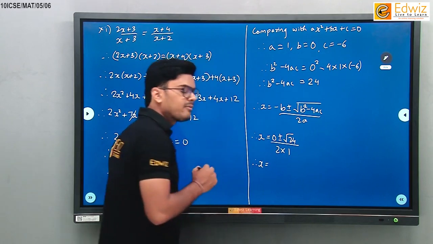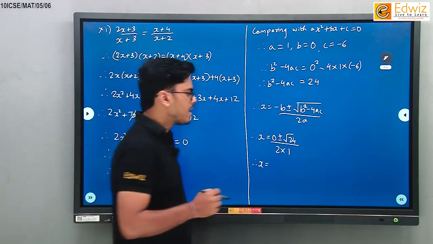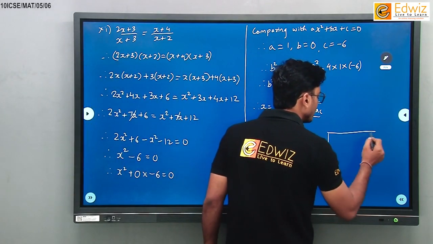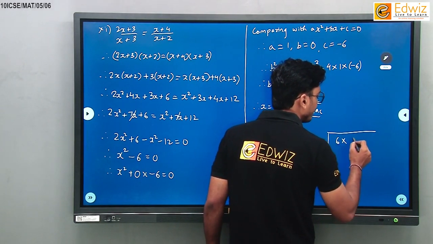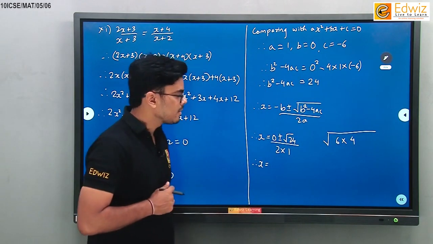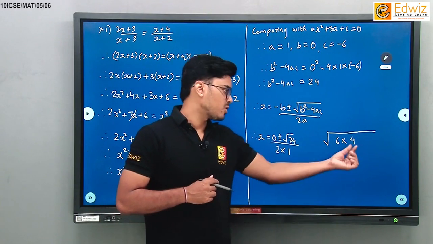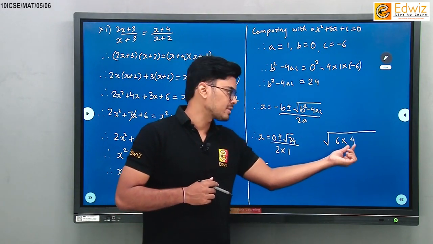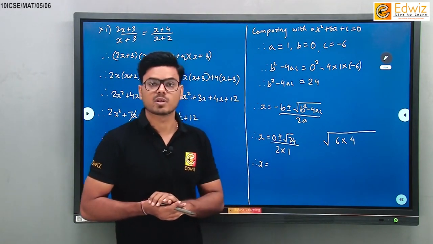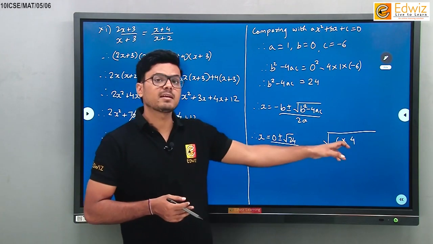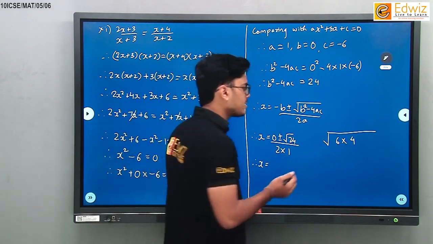Now look at root 24. Can I write root 24 as square root of 6 into 4? Correct? Why am I writing it like this? Because 4 is a perfect square. We can take the square root of it and bring 2 outside, right? So root 24 can be written as 2 root 6. Let us do that.